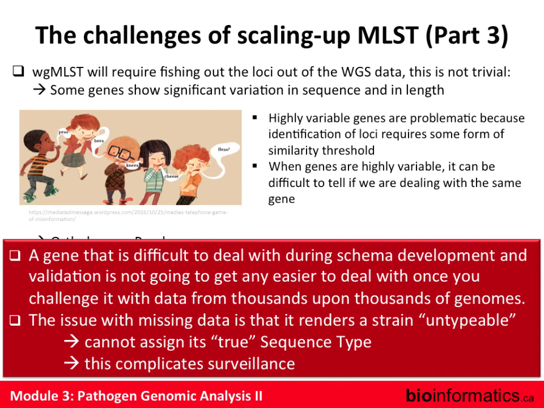And moreover, in the big picture of surveillance, think of an outbreak. You'll remember the big outbreak of E. coli in Germany a few years ago, and blame was assigned to different products, like Spanish cucumbers. The problem is that nowadays, with whole genome sequence data, we want to be able to get it right. If you have missing data, you basically can't exclude or include something as part of an outbreak with 100% certainty. So this untypeability becomes a huge issue.